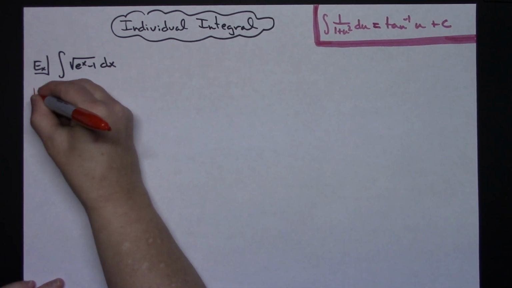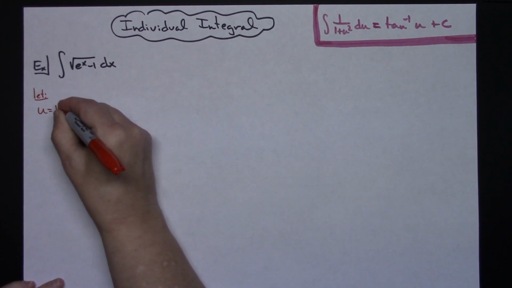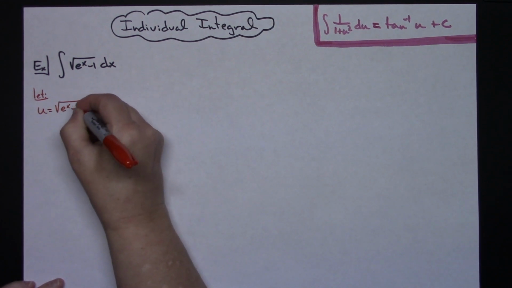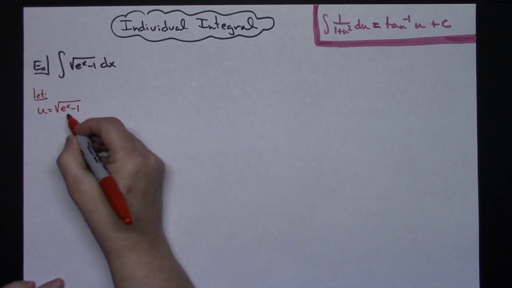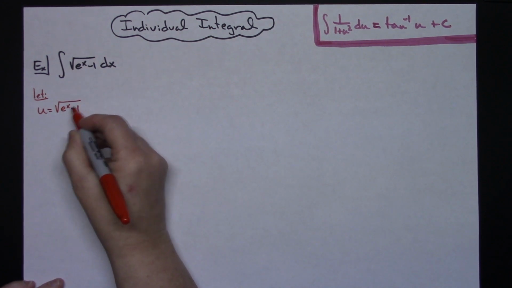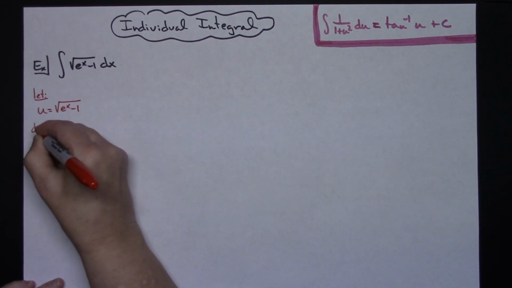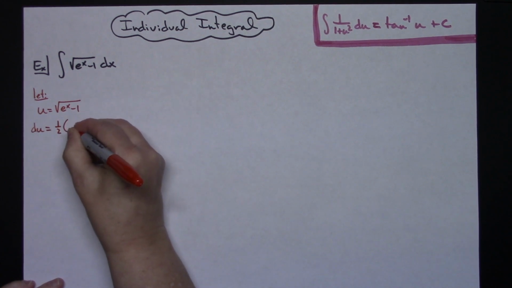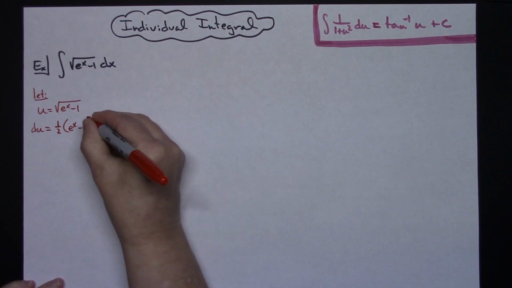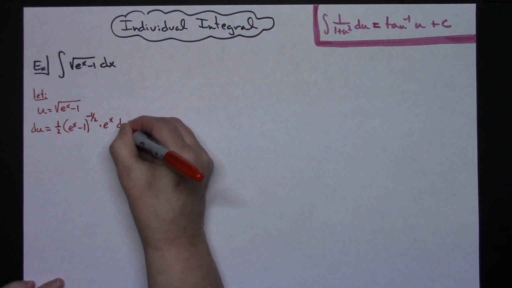So, out of the ordinary here, I'm going to let my u be the square root of e to the x minus 1, so the entire function right here. Now think of this as e to the x minus 1 raised to the 1/2 power. That'll make your derivative a little bit easier. The du will be 1/2 times e to the x minus 1 raised to the negative 1/2 times e to the x dx.